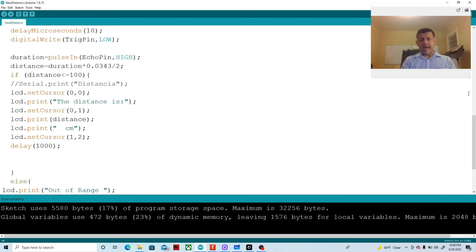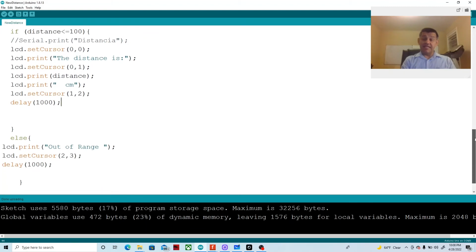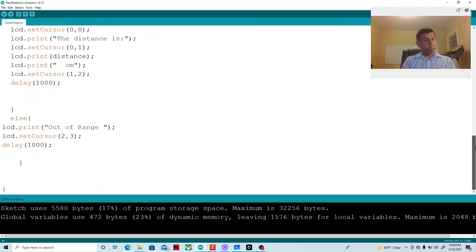All right, now else, if this is not the case. And remember, when we don't put this and we just put the delay function, that will be considered in milliseconds. If we don't specify, it's microseconds. And I said else is out of range. In other words, if it doesn't sense anything within a meter, it will not do anything. It will say out of range, right?